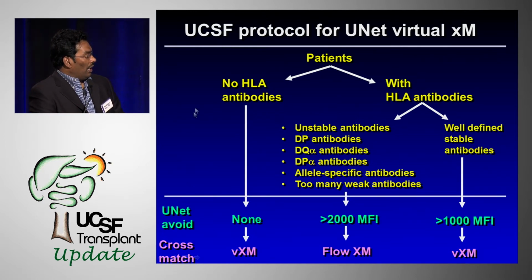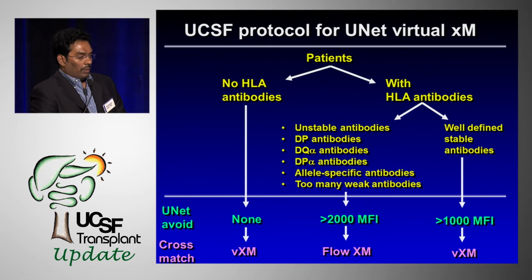Then if the patient has DP antibodies, DQ alpha, DQ beta, or allele-specific antibodies, too many antibodies, then we will avoid only those with over 2,000 MFI, and we will follow with the flow cytometry cross-match. And if the patient's antibodies are well-defined and stable, then we will avoid all antibodies, anything over 1,000 MFI, then we'll go for the virtual cross-match.